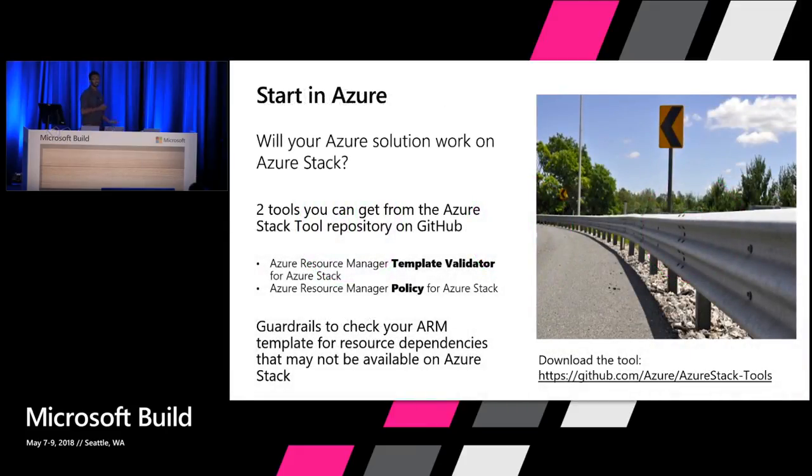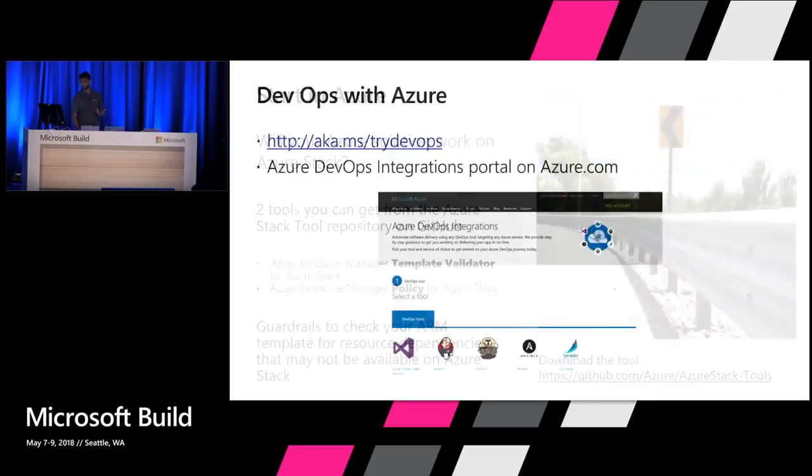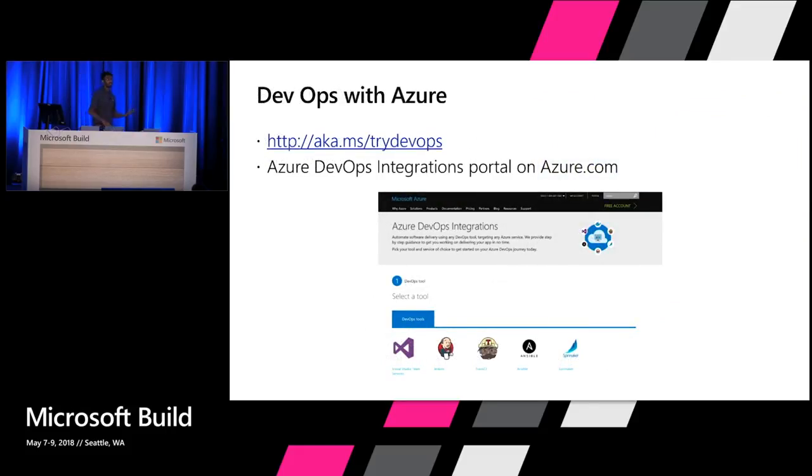We want you to get started in Azure. We want to make sure your Azure solution works on Azure Stack. We have a number of guardrails on GitHub that'll let you make sure your templates work with Azure or Azure Stack, and will let you constrain an Azure subscription to act like an Azure Stack subscription. We want you to get started with DevOps and get familiar with DevOps. Azure has a DevOps integrations portal where you can get started and try out your different tools and see how they interact.